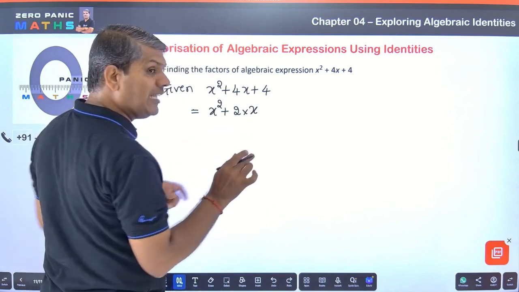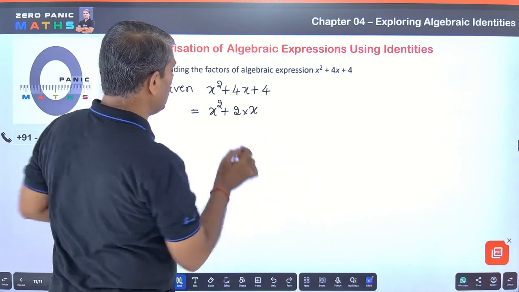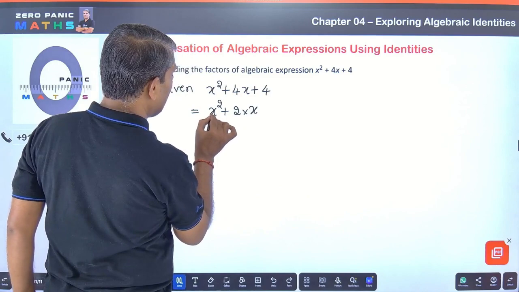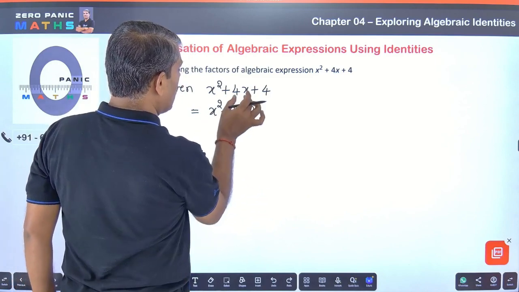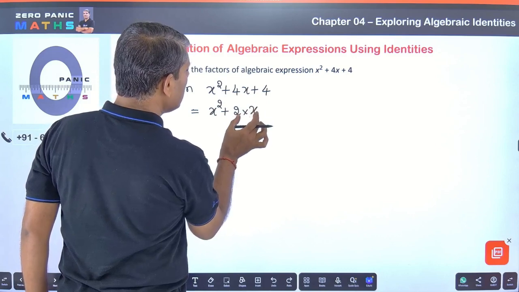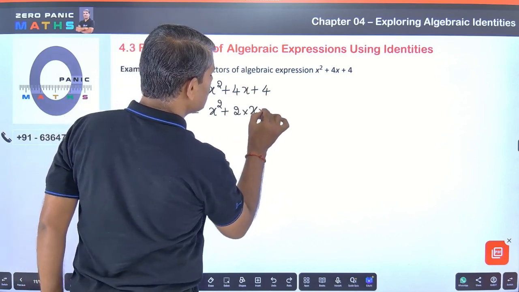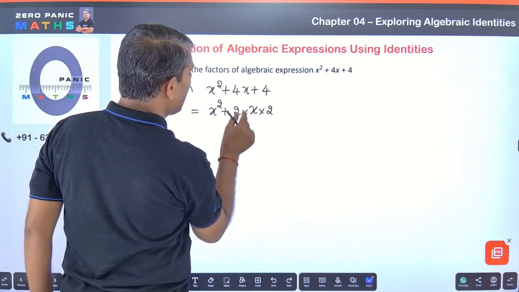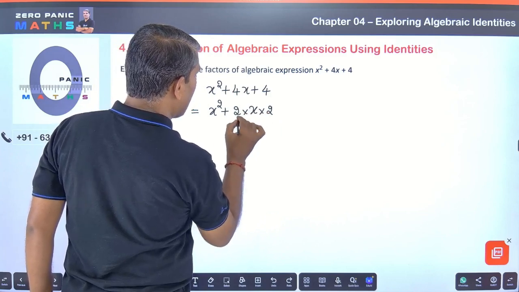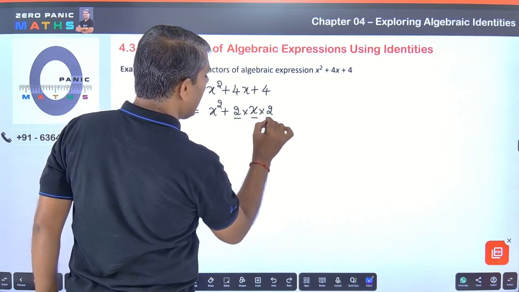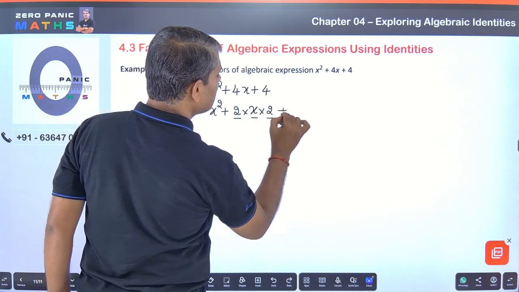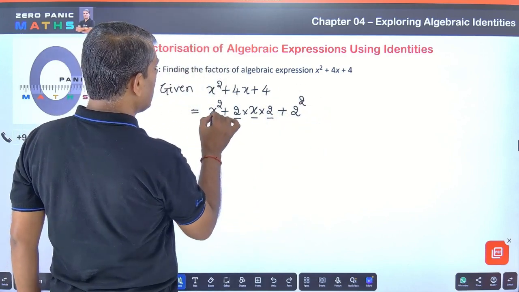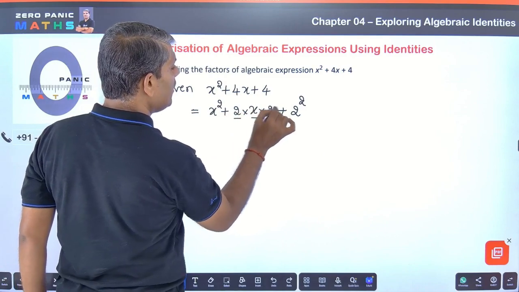I'm writing it in the form of 2ab. I've taken 2 directly as a constant and I know that a is x. I've written x. Now what I need in the middle term to make it 4x is 2. Now you can see that I have written this 4x as 2 into x into 2. I am considering this as 2. This is a, this is b. Now I can write this as b square. See how simply we have just done it in the form of a square plus 2ab plus b square.